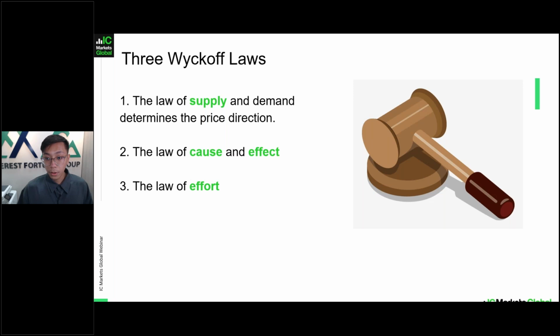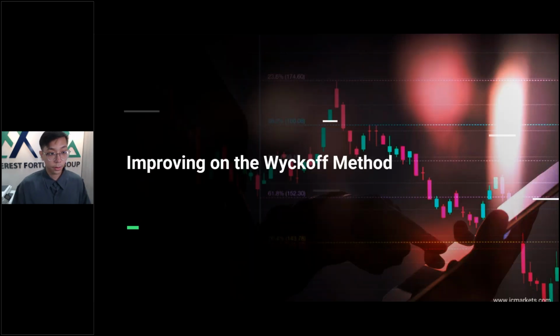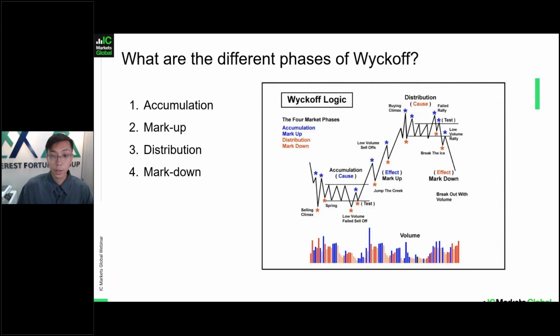And the law of effort. Okay, so improving on the Wyckoff method, what are the different phases of Wyckoff? Firstly, we have accumulation. Second, markup. Third, distribution. Fourth, markdown. You can see these areas right here, the one with the asterisk. Later on, I'll be going through with you what each of these labels actually means so that you can understand why price actually moves in a certain way. Don't worry, this is just the basic four market phases of Wyckoff itself.